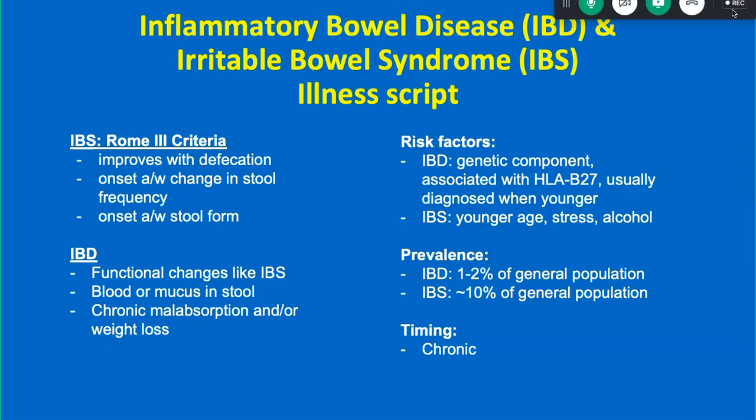IBS is also diagnosed at a younger age, associated with stress and alcohol use. Neither of these are rare diseases. IBD is present in 1 to 2% of the general population, IBS up to 10%. And the timing of these tends to be more chronic.